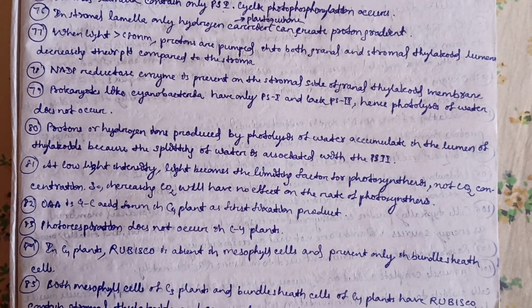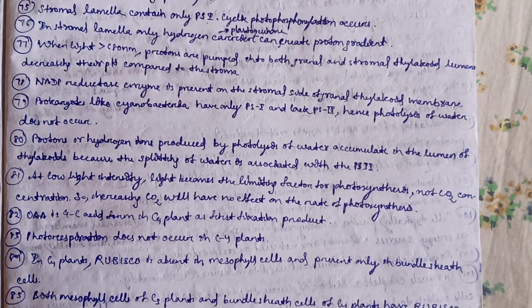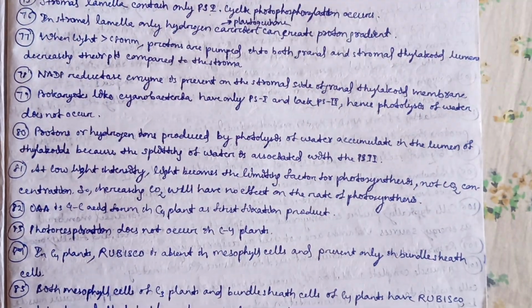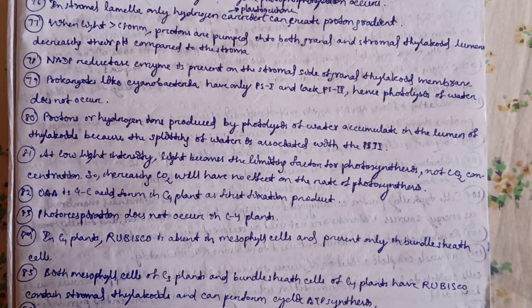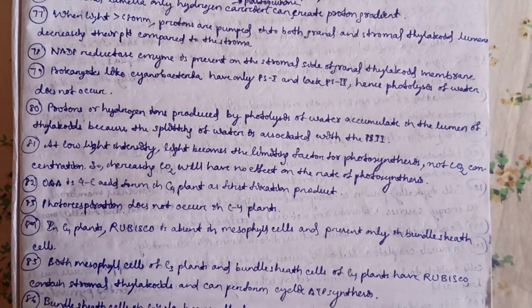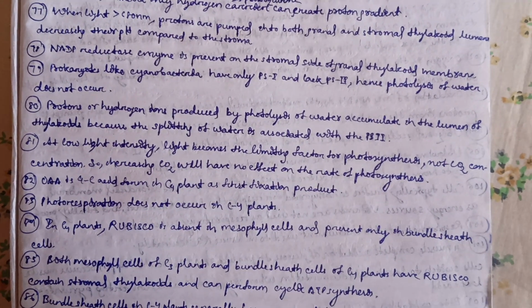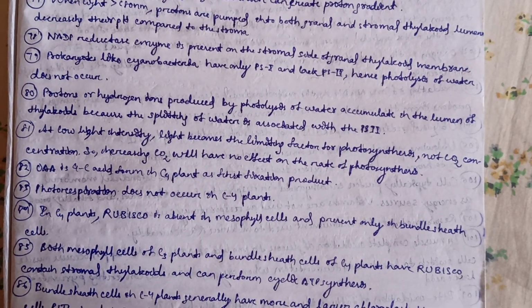At low light intensity, light becomes the limiting factor for photosynthesis, not CO2 concentration. So increasing CO2 will have no effect on the rate of photosynthesis. Oxaloacetic acid is a 4-carbon acid formed in C4 plants as the first fixation product. Photorespiration does not occur in C4 plants.